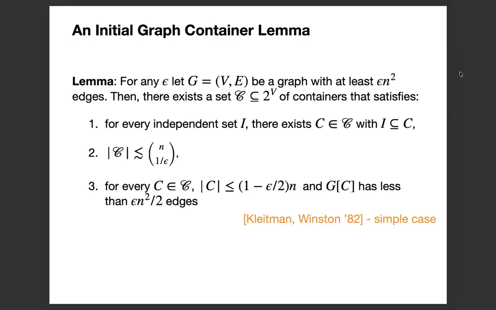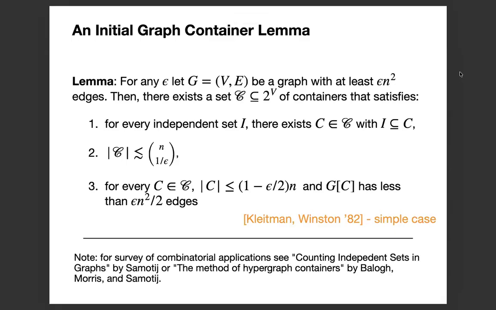First, for every independent set, there is some container such that the independent set is a subset of it. Next, there's not too many: the collection of containers is at most n choose 1 over epsilon, which still looks pretty big, but this is much smaller than 2 to the n if epsilon is a constant. And finally, each of the containers is not too big, strictly less than n. And this last condition, sometimes you see it in the container lemma, sometimes you don't, but the containers themselves are also sparse. Each container has at most epsilon n squared over 2 edges.